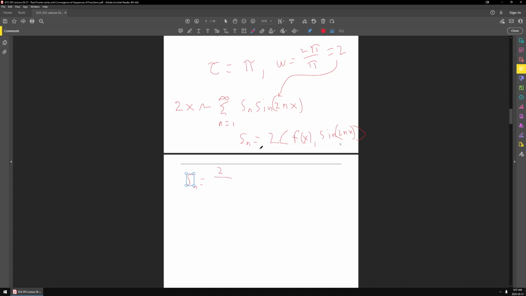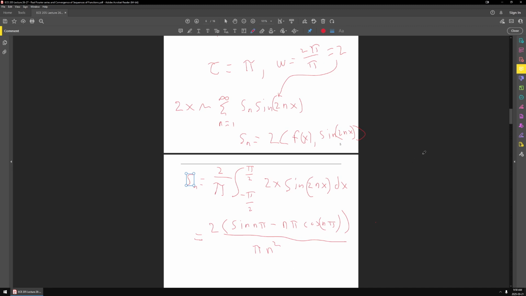Sn, not to be confused with eta in German, is going to be 2 divided by the length of the interval, pi, the interval minus pi over 2 to pi over 2, of 2x, that's what f of x was, times sine 2nx. So you do your integration by parts, either with the tabular method or the standard method. And when you do this, the middle step that you're going to arrive at is 2 sine n pi minus n pi cosine n pi, all over pi n squared.